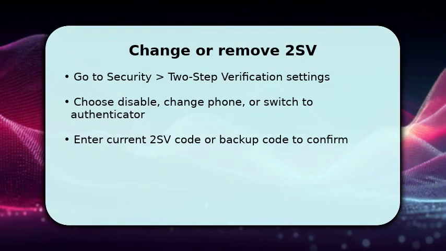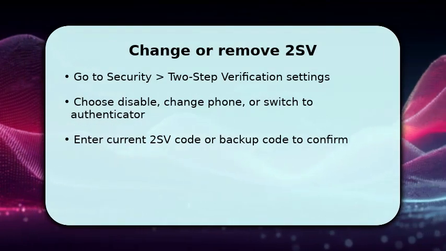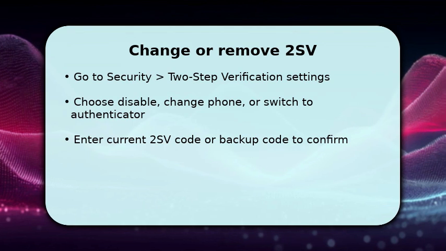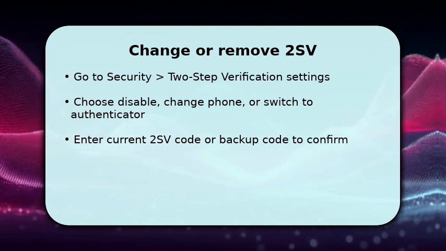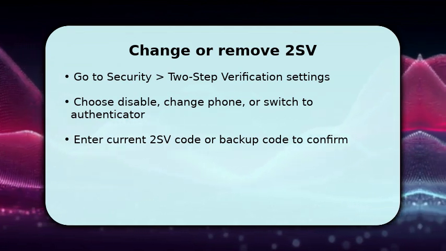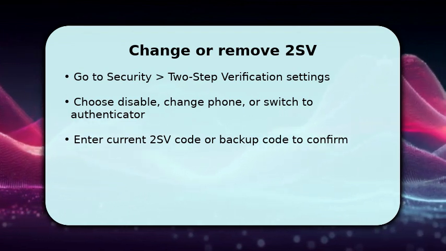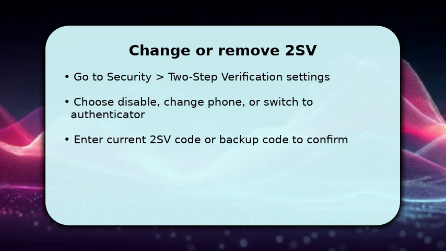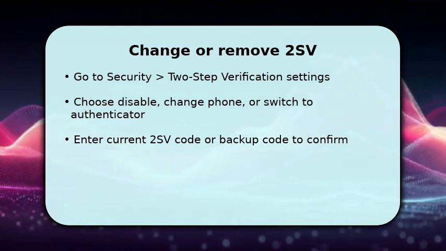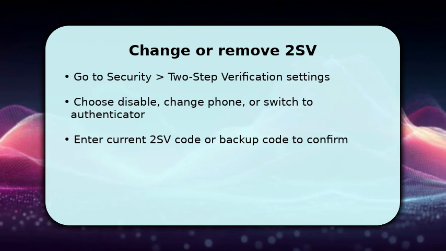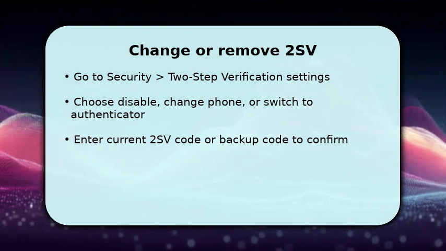You navigate to security and find two-step verification settings, then pick disable or update methods. This is the core action. When you select remove or change, Roblox prompts for the current code. Enter it from SMS, email, or your authenticator app. If you lost access, use a saved backup code now. If none exist, request account support.